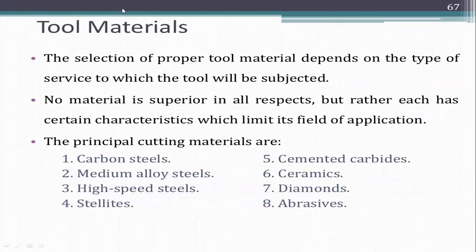Tool material selection. The selection of proper tool material depends on the type of service to which the tool will be subjected. No material is superior in all respects, but each has certain characteristics which limit its field of application. The principal cutting tool materials are carbon steel, medium alloy steel, high speed steel, cemented carbides, ceramics, diamonds, and abrasives.